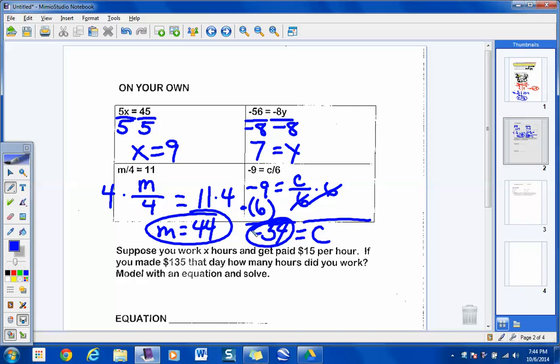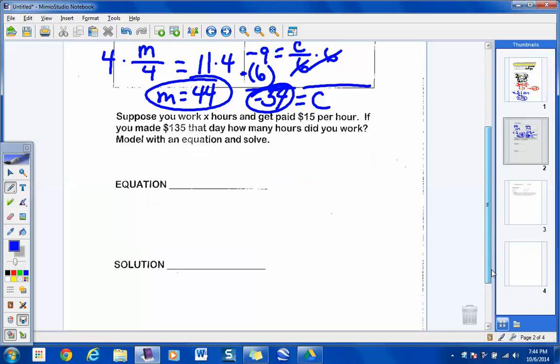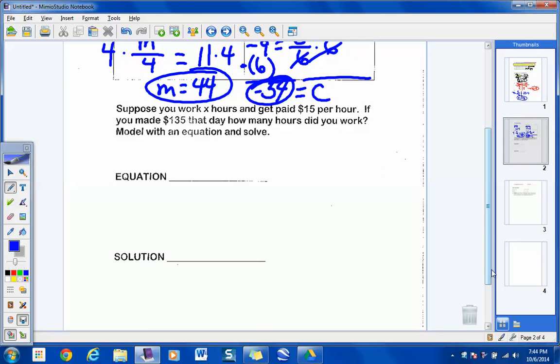Okay. All right, last example is kind of a real-life example. Again, we talked about this in the last section. When we have real-life examples, we talk about how do we go about solving problems like this. And the process is really your description of how you would solve this. Problem says, suppose you work X hours and get paid $15 per hour. It says if you made $135 that day, how many hours did you work? Job is to model with an equation and solve.